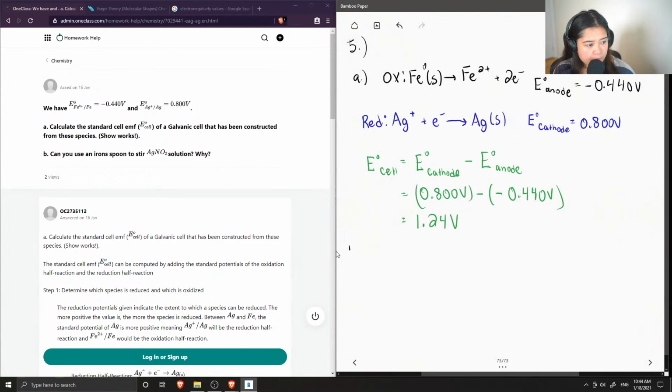Okay, so now let's do part B. Can you use an iron spoon to stir a silver nitrate solution, and why? Okay, so we can say that the iron is more reactive, and we know this because the reduction potential of Fe2+ to Fe is lower than that of silver's.